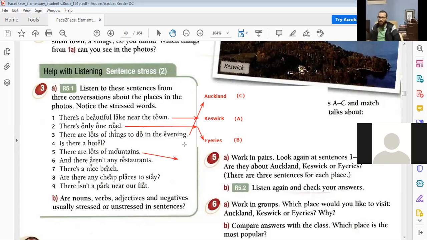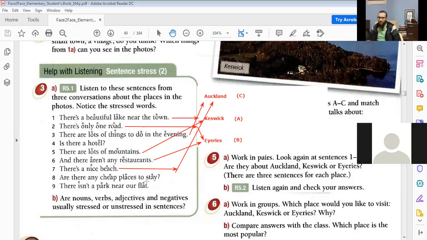Which one has the mountains? A had the mountains, maybe. What about this sentence? There aren't any restaurants. Iris, maybe. B. Yes. Okay, there's a nice beach. Auckland. C. Yeah, maybe C, Auckland.